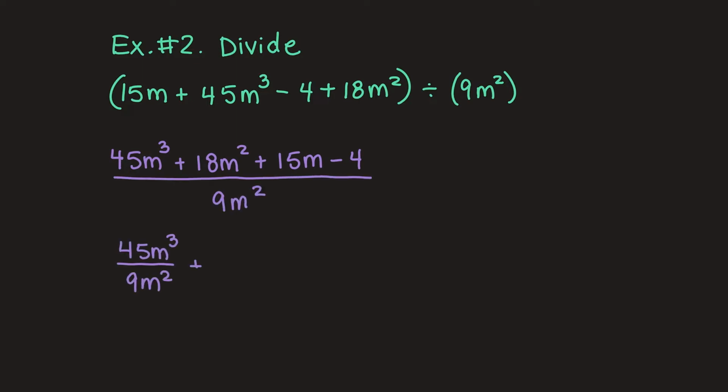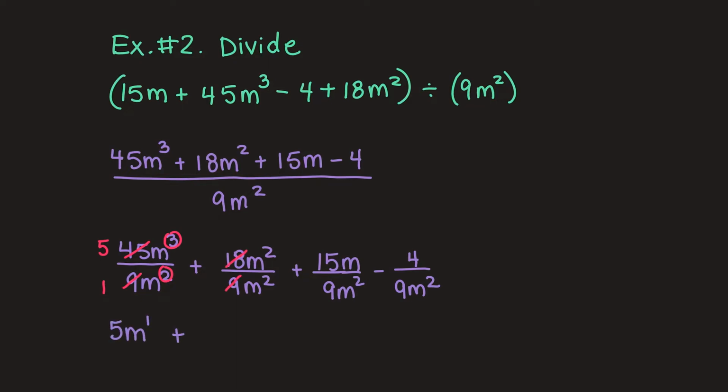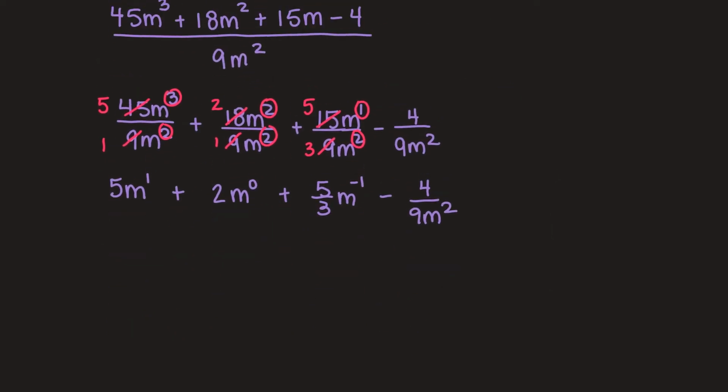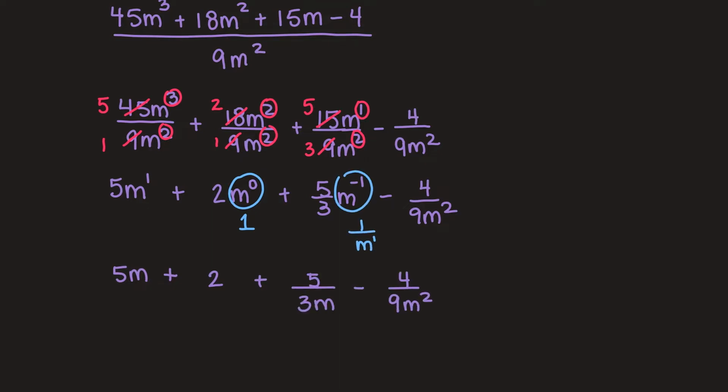Now we divide each term by 9m squared and simplify. We apply the quotient rule to the m's and subtract the exponents. Note that m to the 0 is just 1, so 2 times 1 is just 2. Then we need to fix the negative exponent and use our negative exponent rule. And now our quotient is 5m plus 2 plus 5 over 3m minus 4 over 9m squared.